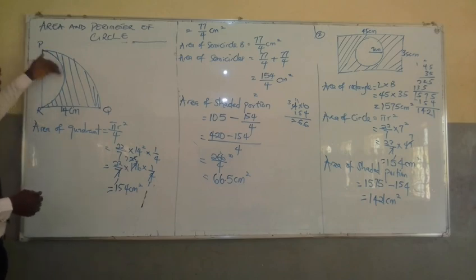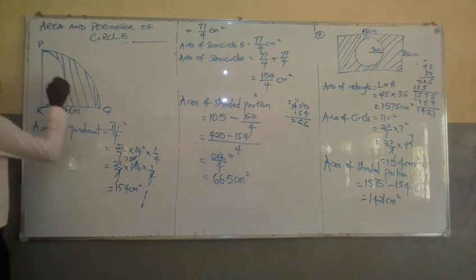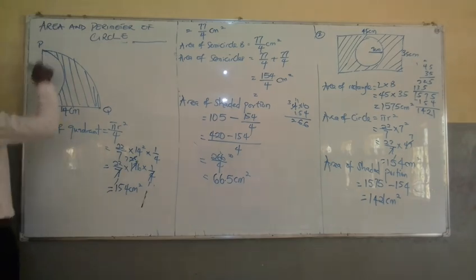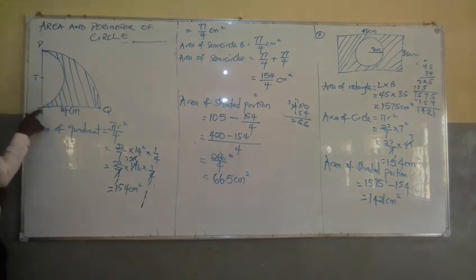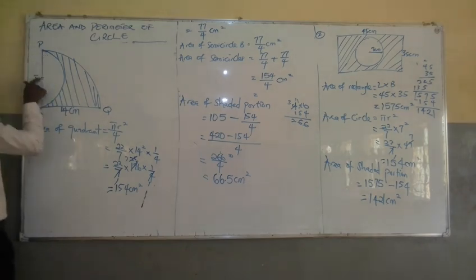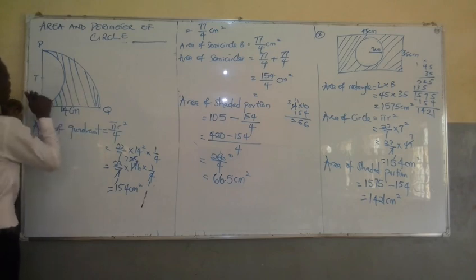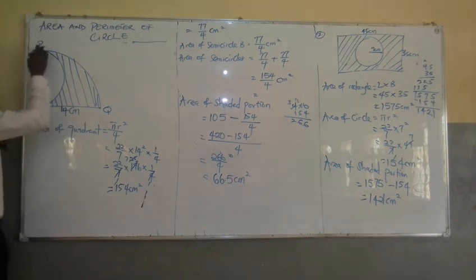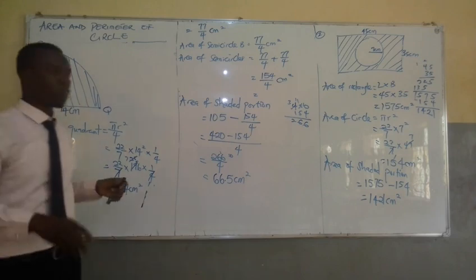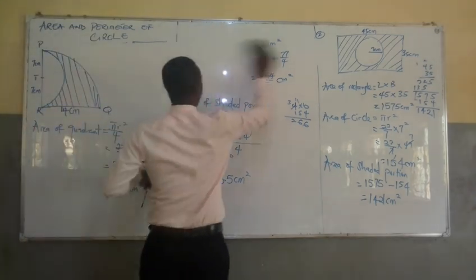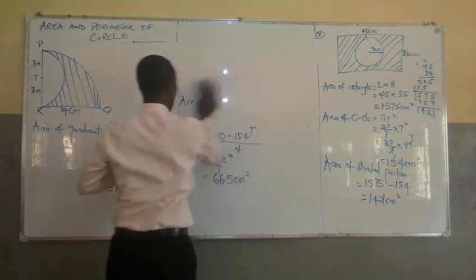But then we want to find the area of this semicircle. But I would like you to know that this semicircle has a center, maybe I should call that T. Now, if from here to this point is 14, it also means from P to R is also 14, which makes P to T the radius of this semicircle. And so if the whole of this is 14, then this will be 7 centimeters. So that's what we are going to be using to find the area of that semicircle.